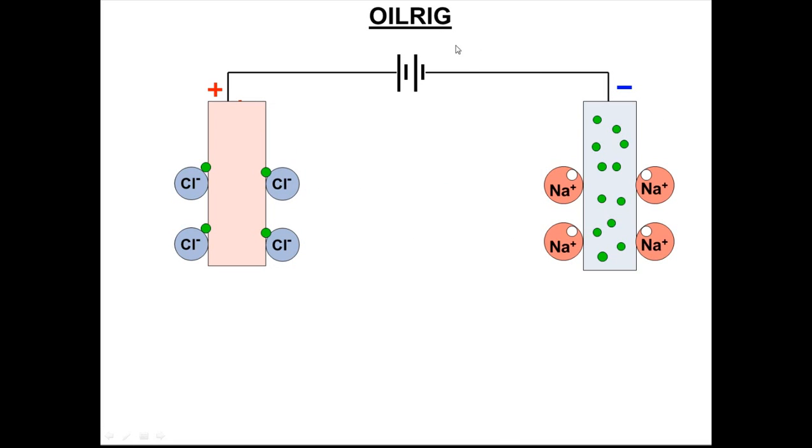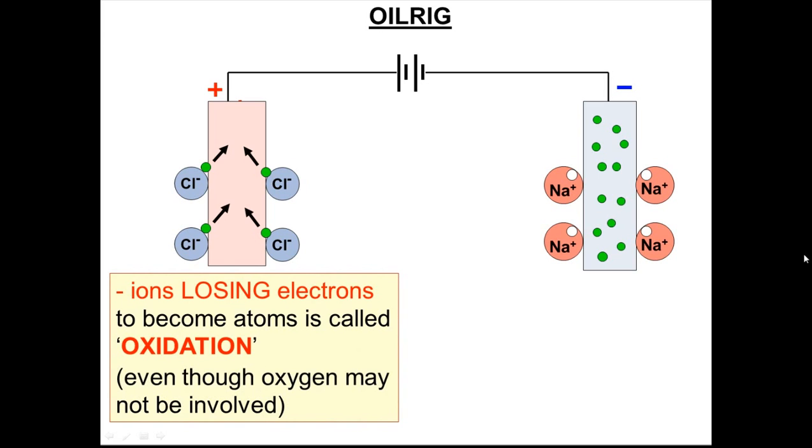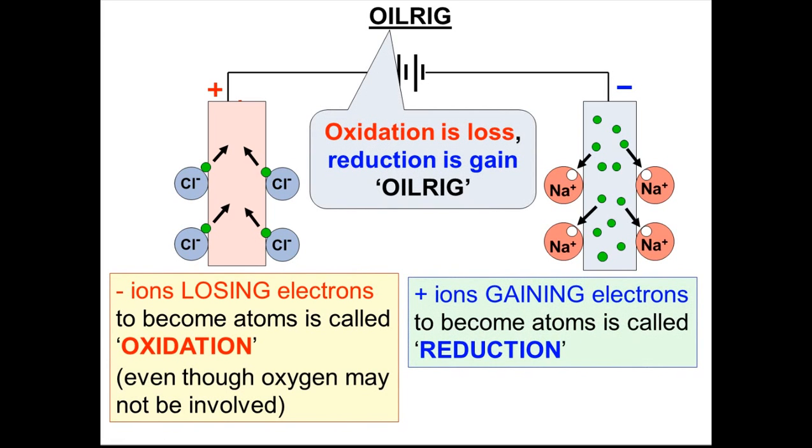So if over here, for example, we are losing electrons, we've got chlorine being oxidized. On the right, we've got sodium gaining electrons, and so that is being reduced. So oxidation is loss of electrons, and reduction is gain of electrons.